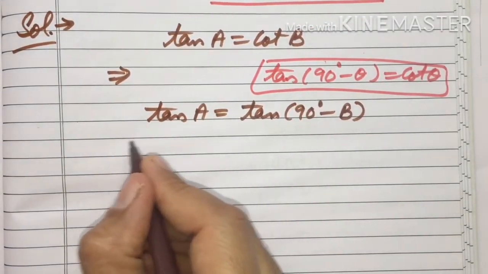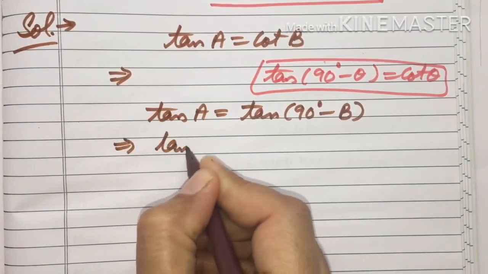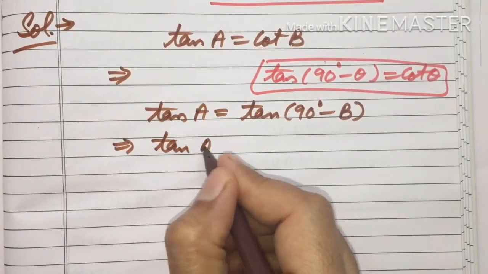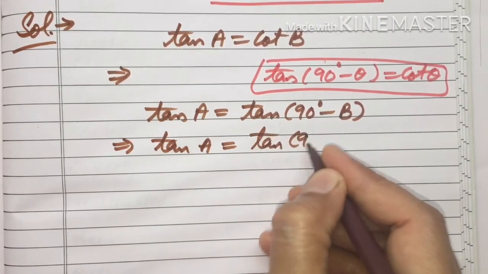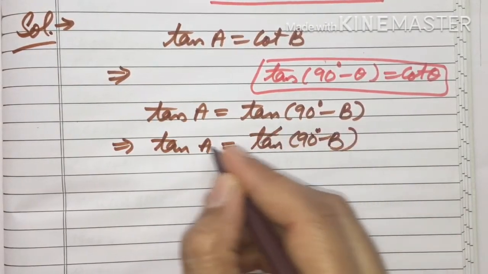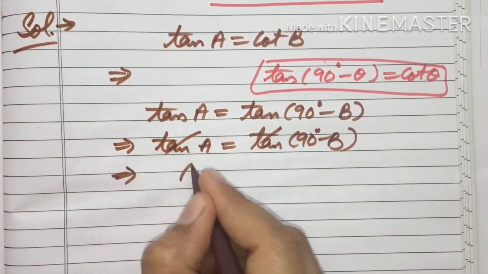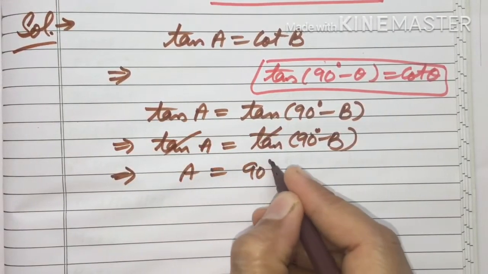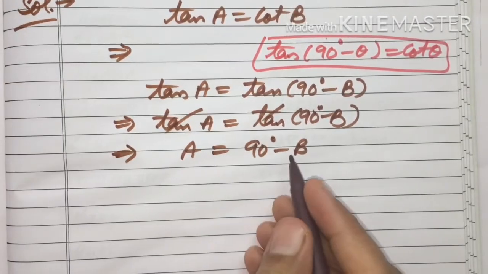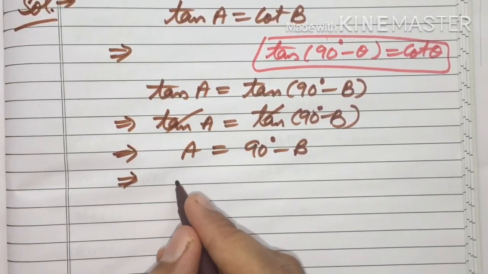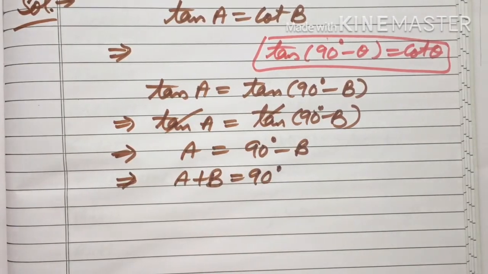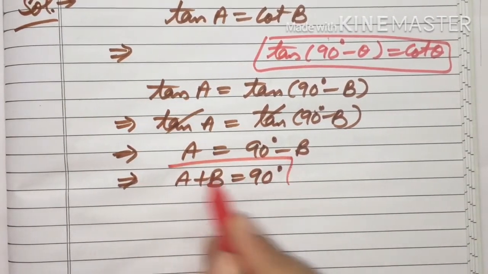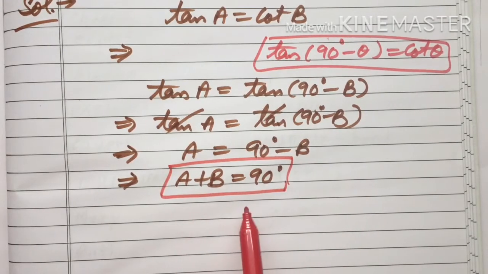So we can write down like this, it will be tan A equals tan(90 degree minus B), so we can cancel tan. So A is equal to 90 degree minus B. So I can send this B on the left side. So it will be A plus B is equal to 90 degree. So this thing in the question we have to prove, A plus B is equal to 90 degree.